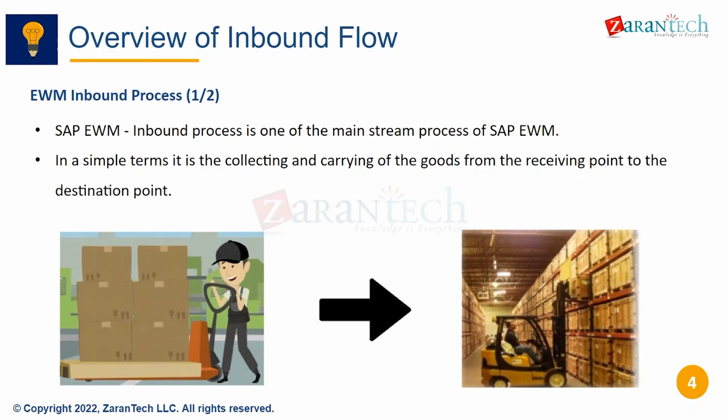Inbound process is nothing but the stock which we are getting from any external supplier or from the production line into the warehouse, the stock which you are going to store in the warehouse. That is the process we call the inbound process. Once the stock is received, based on the business requirement, SAP has to follow certain processes. Those processes we'll see down here.